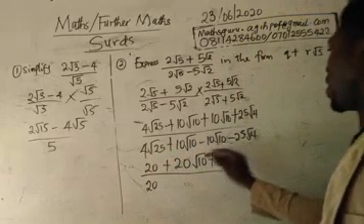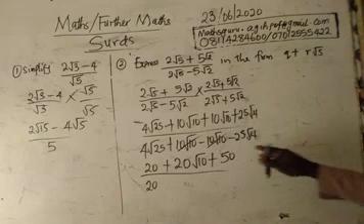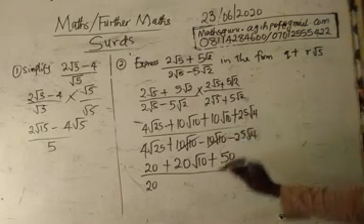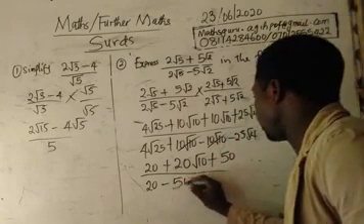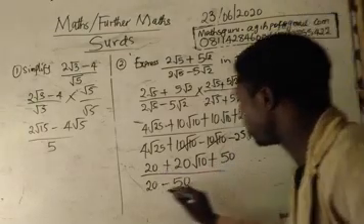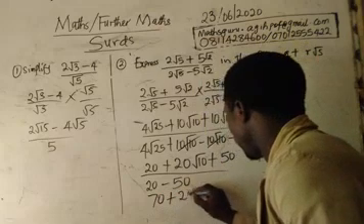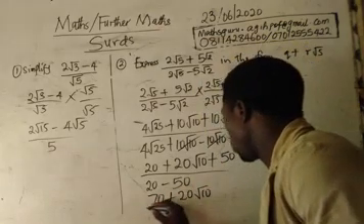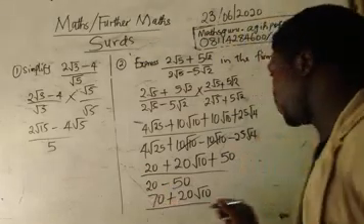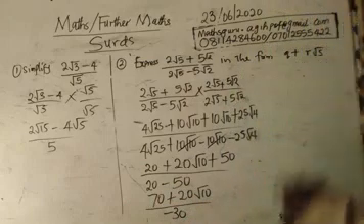10 root 10 minus 10 root 10 is going to be zero. Then minus 25 root 4. Root 4 is 2, times 25 is going to be minus 50. Right? We go on. 20 plus 50 is equal to 70, plus 20 root 10, over 20 minus 50, which is going to give us negative 30.